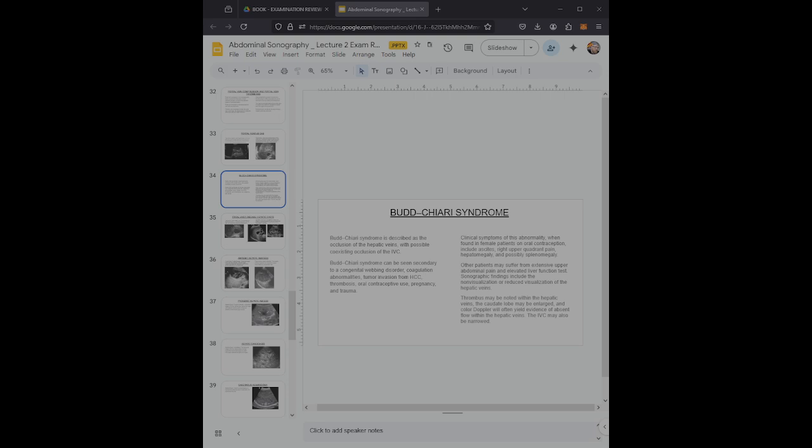So clinical findings include ascites, hepatomegaly, splenomegaly, and upper abdominal pain. Sonographic findings include non-visualization or reduced visualization of the hepatic veins. You can have thrombus within the hepatic veins, you can have an enlarged caudate lobe, a lack of flow within the hepatic veins, or narrowing of the IVC.